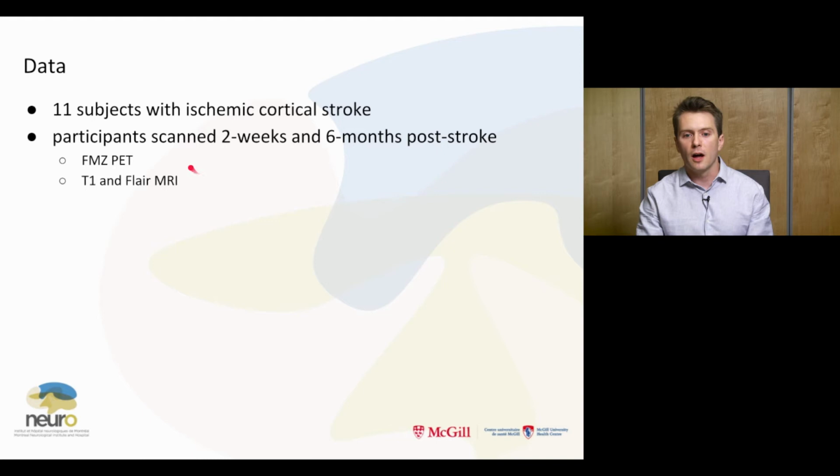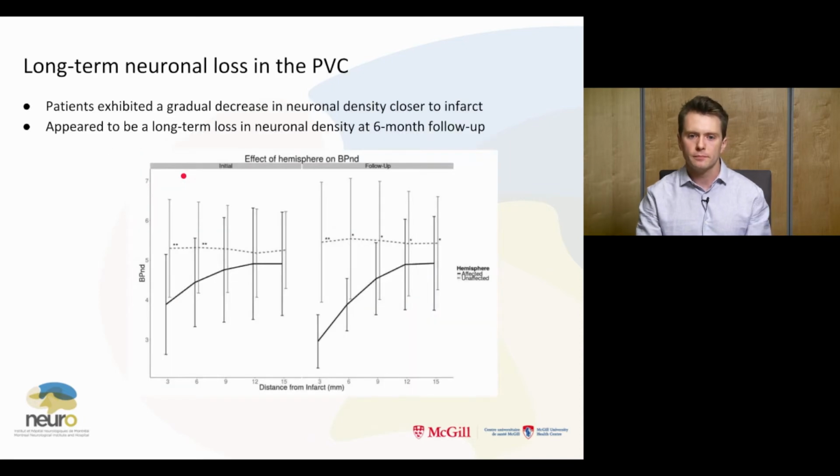So the data: we had 11 subjects that were scanned 2 weeks and 6 months post-stroke, and for each subject we acquired a flumazenil PET scan and MRI. Now, the results from the study are as follows. On the left plot here, you see the results from the initial scans, 2 weeks after the stroke. Here are the results from the follow-up scans 6 months after the stroke.